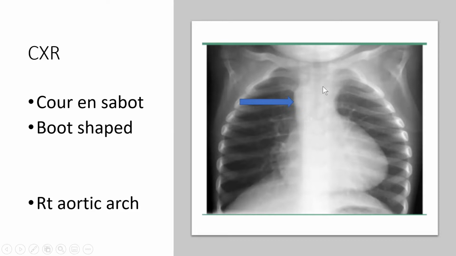And you can see, like we said, a right aortic arch. In 25% of the patients with TOF, you get a right aortic arch, which is what is seen, and there is a pulmonary oligemia, right? You've got a pulmonary stenosis, so obviously there is no plethora. The lungs are not congested. The lungs are oligemic. So that's what you're seeing on this X-ray: the boot-shaped heart, the right aortic arch, and the pulmonary oligemia.